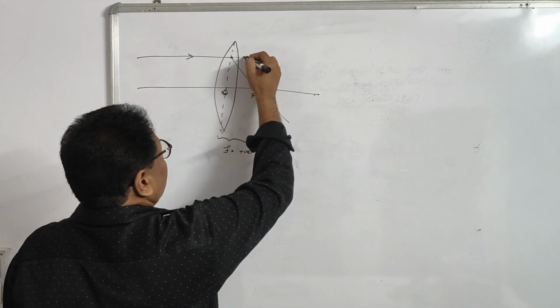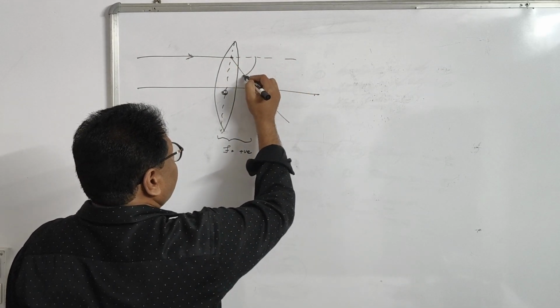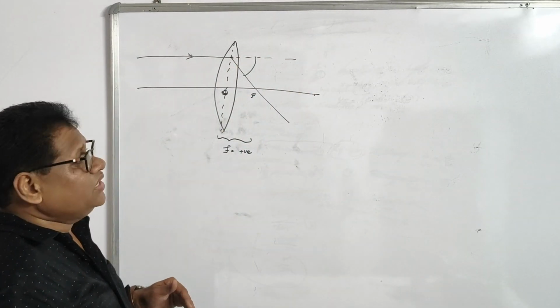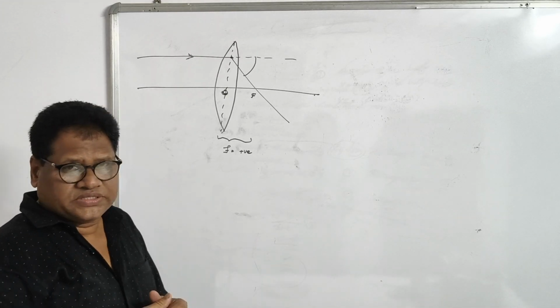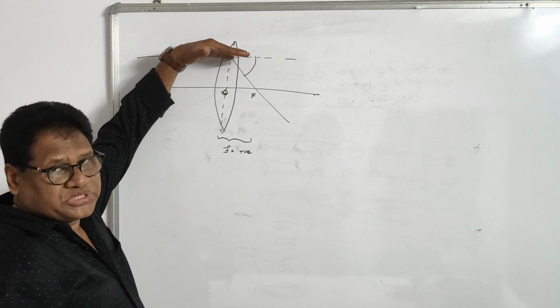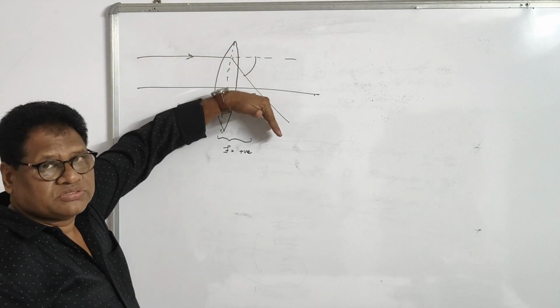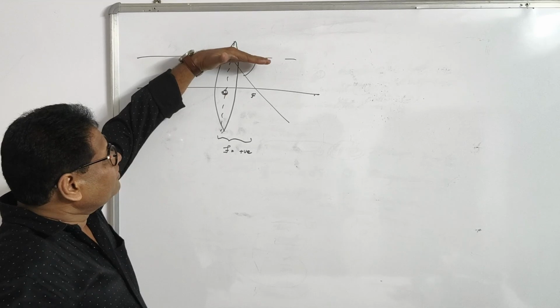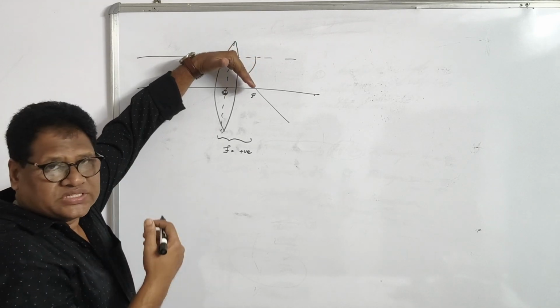So this is the power of the lens, the extent of convergence it produces. Convergence, why? Because a convex lens is a converging lens. So you can see that the incident ray of light, after striking the lens, passes through the focus. So the amount of convergence produced is the power of this lens.